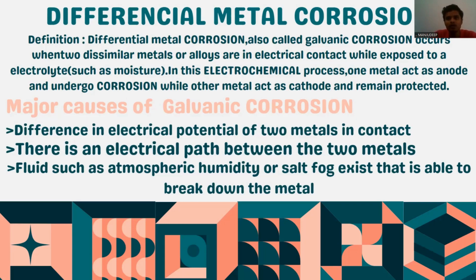So corrosion can also be defined as the formation of a large number of galvanic cells on the metal surface with cathode and anode. The major causes of galvanic corrosion are the difference in the electrical potential of two metals in contact. So there is an electrical path between the two metals, and fluids such as atmospheric humidity or salt fog exist that are able to break down the metal.